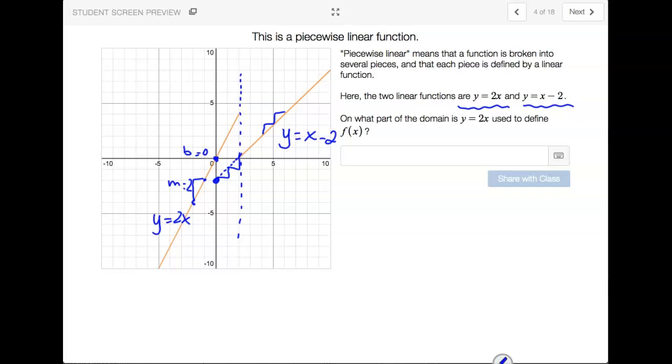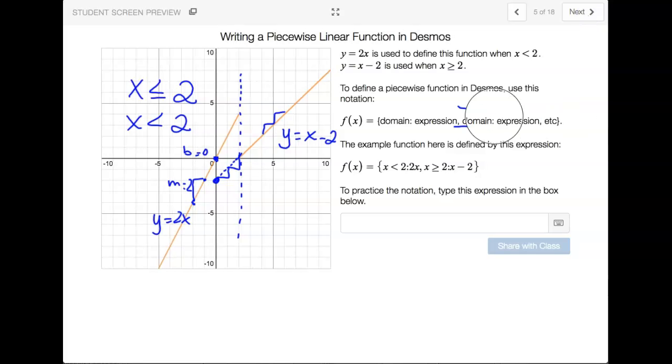So my domain for y equals 2x is everything to the left of my break, so x would have to be less than or equal to 2, or you could simply say x is less than 2. We'll talk about that a little more in our next slide. All right, so how we're going to type this in. Our notation again is to state the domain first, then we have a colon, and then the expression, or the right side of our equation, for each part of those lines. Then there's a comma separating the two pieces.